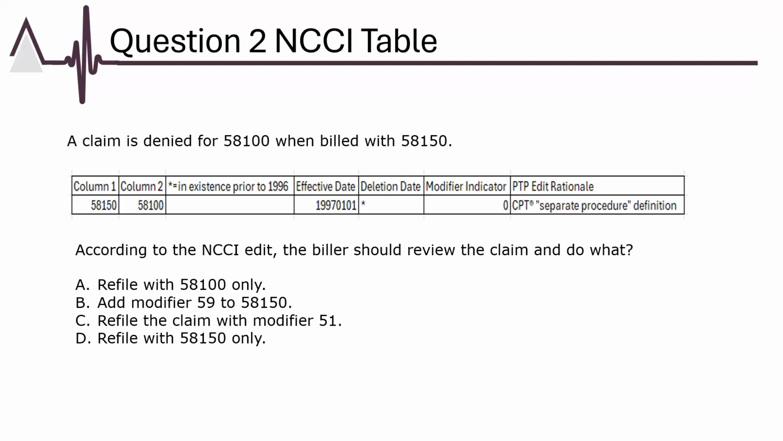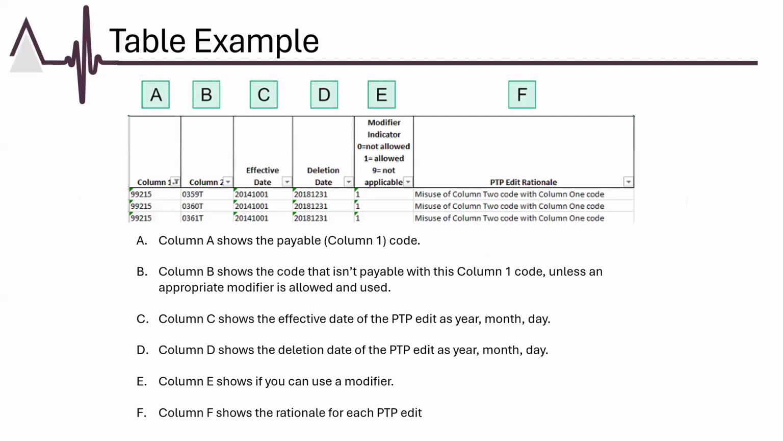A, refile with 58100 only. B, add modifier 59 to 58150. C, refile the claim with modifier 51. Or D, refile with 58150 only. To answer question 2, we must understand how the PTP table works.